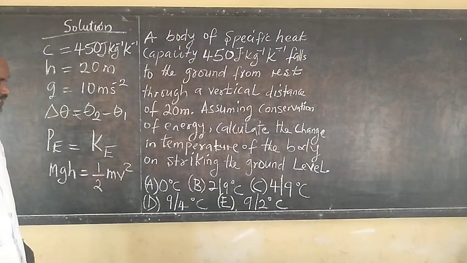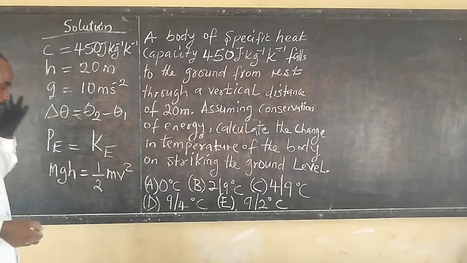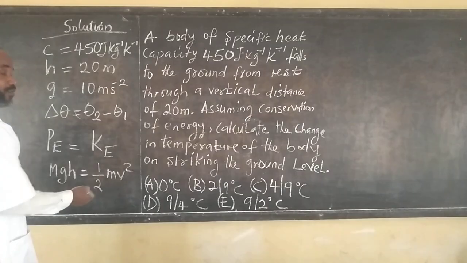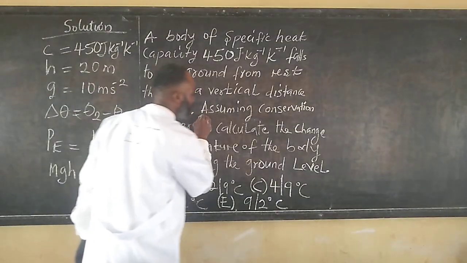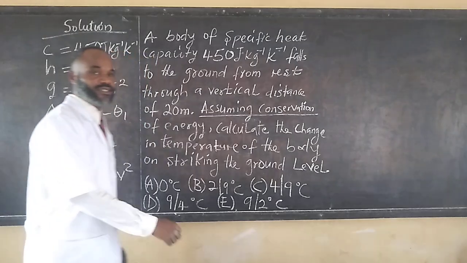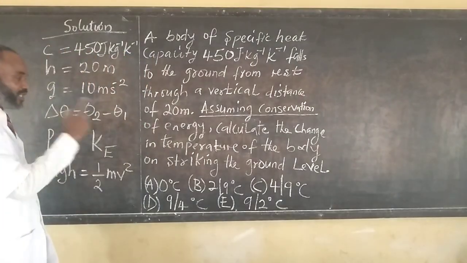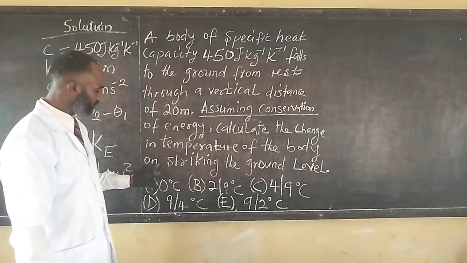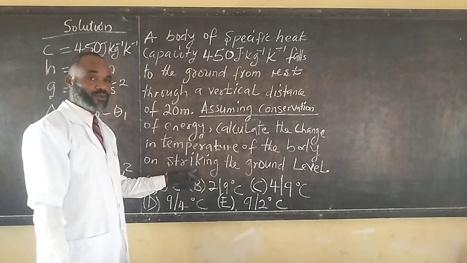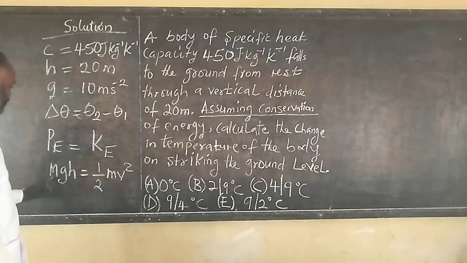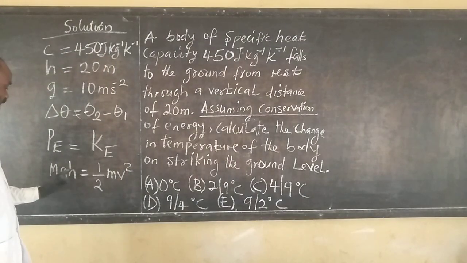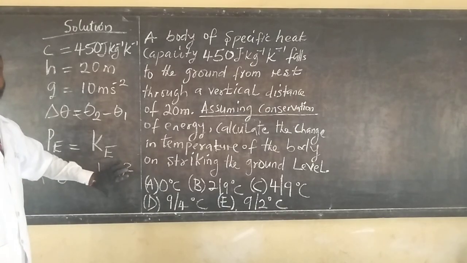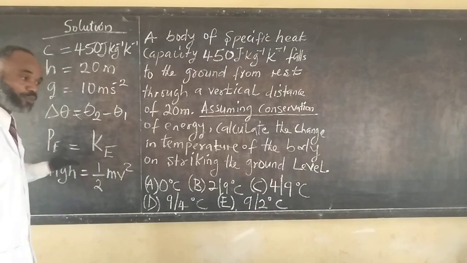So which one concerns us here? How do we get the temperature change? There's no temperature here, but the question said assuming conservation of energy, meaning it converts between potential and kinetic energy until it strikes the ground. We have mass, acceleration due to gravity, and height. That means the object is converting energy as it falls.